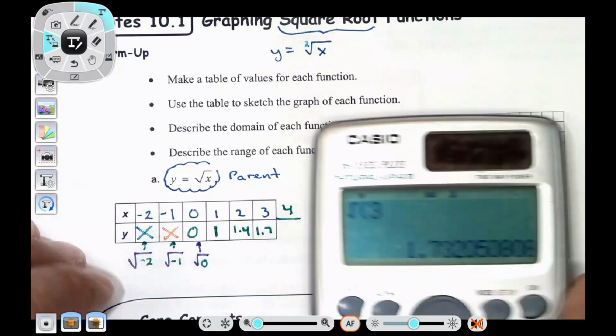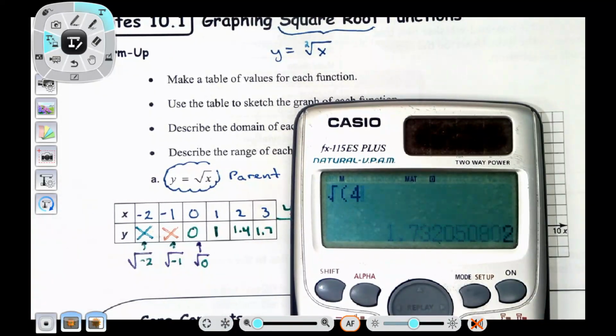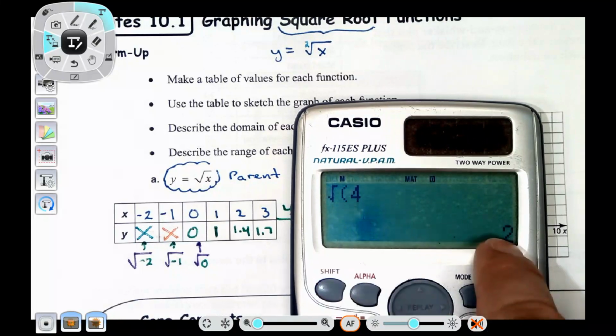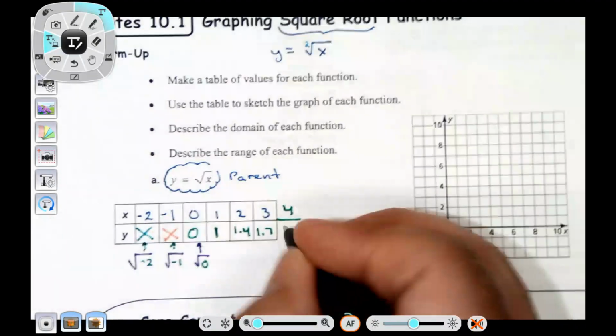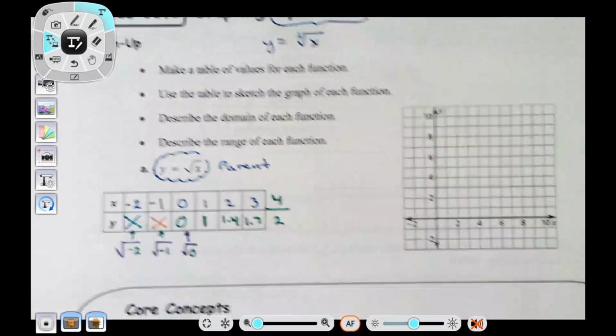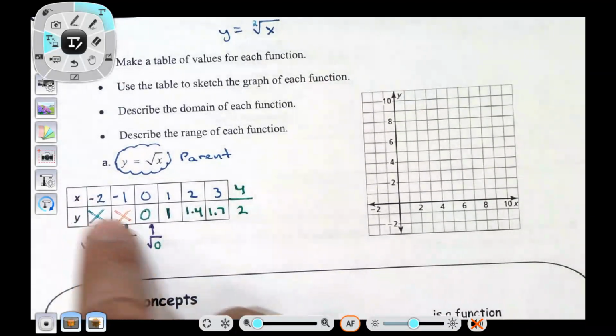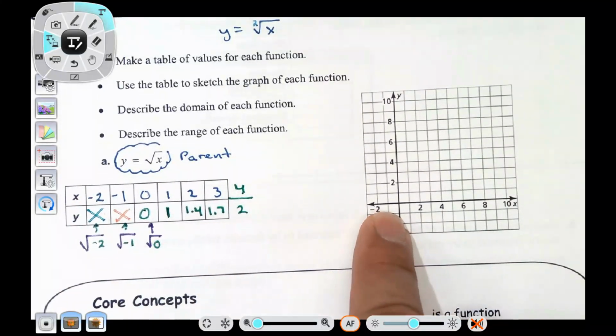I'm going to put a 4 there, and then I do the square root of 4. Well, remember, we know the square root of 4 works. It's on our list of numbers, so we got a 2 for it. All right, well, I'm ready to draw it. So I'm not going to be able to draw anything at -2. I'm not going to draw anything at -1.